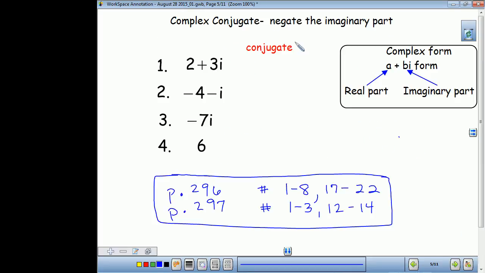Okay. Now, we've already talked about this. Complex form is the a plus bi form. So that means we have our real part and our imaginary part. So this is an example of a complex number.